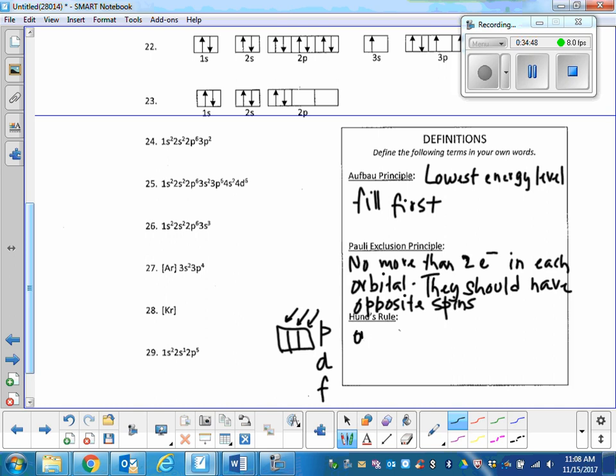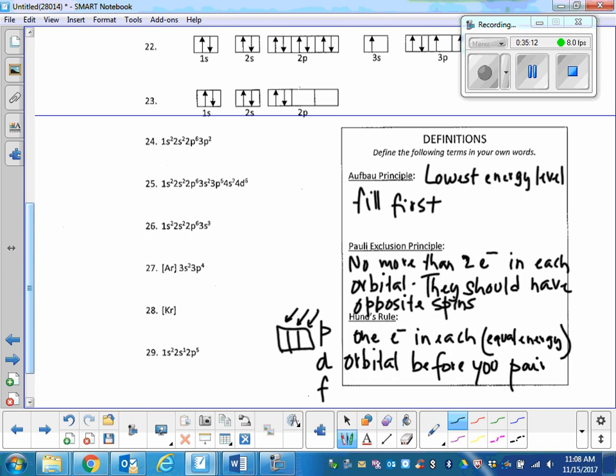Hund's rule: one electron in each equal energy orbital before you pair up. Sometimes they write degenerate orbitals, equal energy. There used to be a teacher who used to teach with me. She would say Hund starts with H, or it's the half-filled rule. Hund, half. That's the way you can remember. All right? Hund is the half.